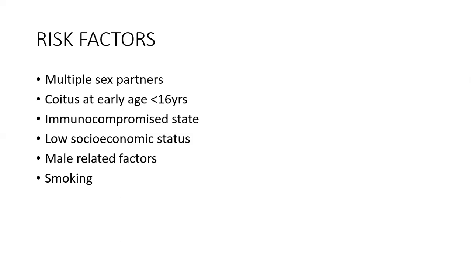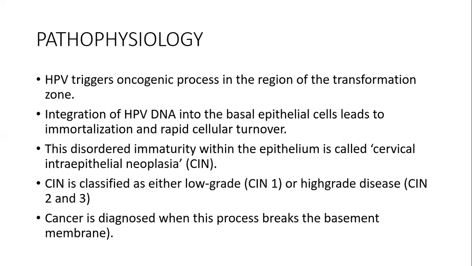Smoking, among other factors, is also seen as a risk factor for getting the condition. So with the pathophysiology, basically, what happens is that with persistent infection, there's integration of the viral DNA into the DNA of the epithelial cells. So with continuous infection, there are certain metaplastic changes that go on within the cell.